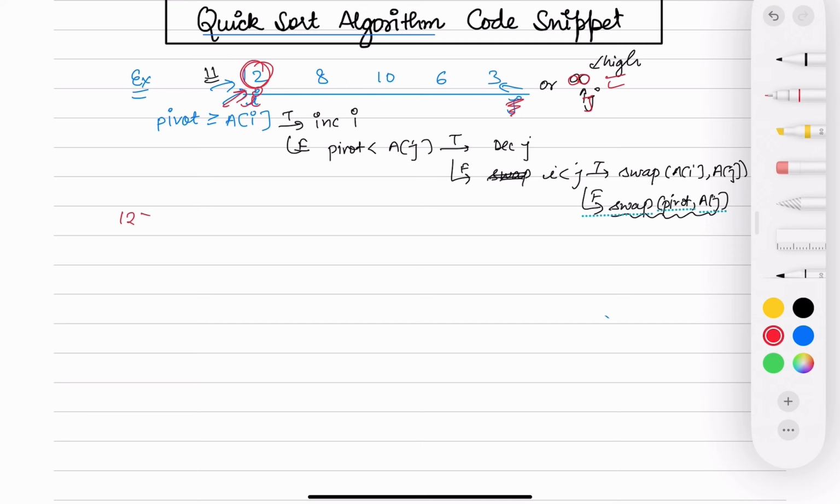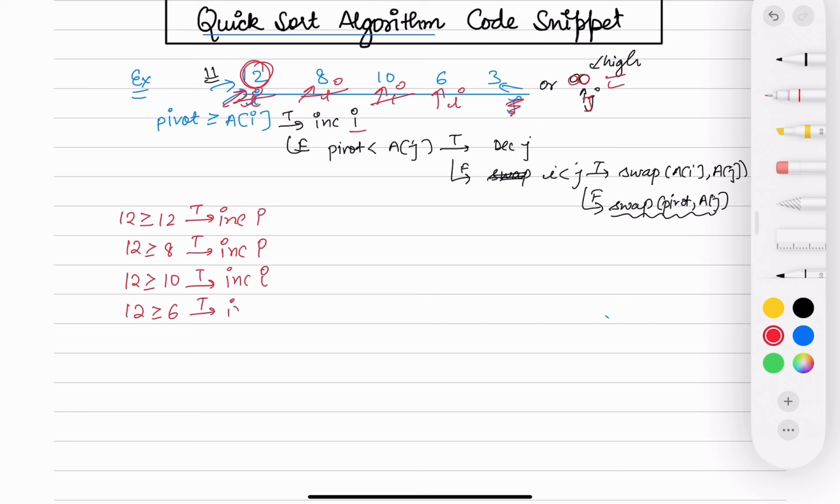Now what I used to do: 12 greater than or equal to 12, condition is true, increment i, correct? So your i changes to this. Now 12 greater than or equal to 8, this condition is again true, increment i. Now 12 greater than or equal to 10, condition is true, increment i. Now 12 greater than or equal to 6, condition is true, increment i. 12 greater than or equal to 3, condition is true, increment i. So i came here. 12 greater than or equal to infinity, condition is false because infinity is more.